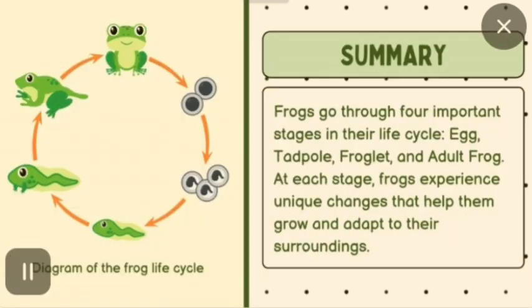So here is the summary. Frogs grow through four important stages in the life cycle: egg, tadpole, froglet, and adult frog. At each stage, frogs experience unique changes that help them grow and adapt to their surroundings. Next we'll go and learn the fun facts of frogs.